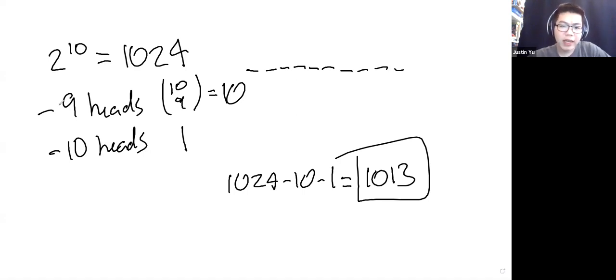The alternative way is saying there could be 0 heads, 1 head, 2 heads, 3 heads, 4 heads, 5 heads, 6 heads, 7 heads, and 8 heads. And then if we did that, we'd have to add this up.